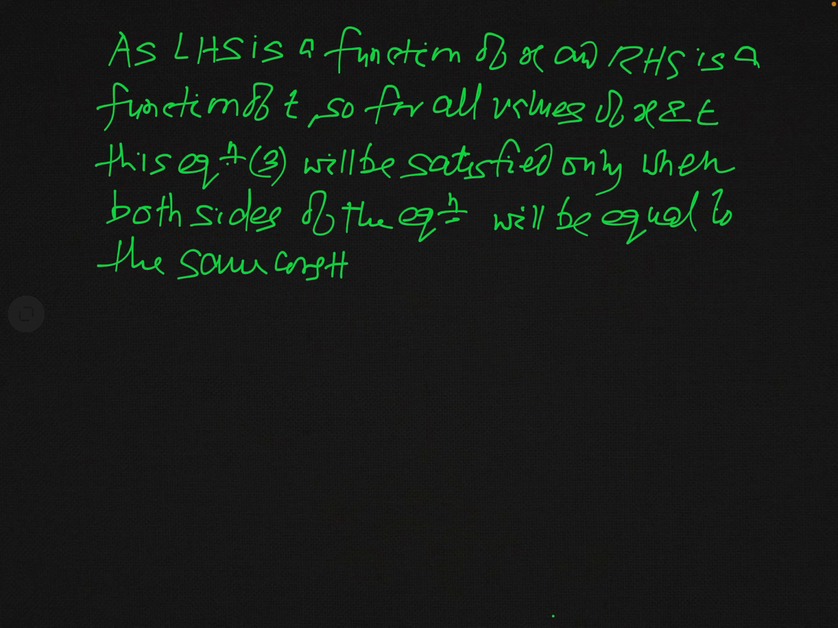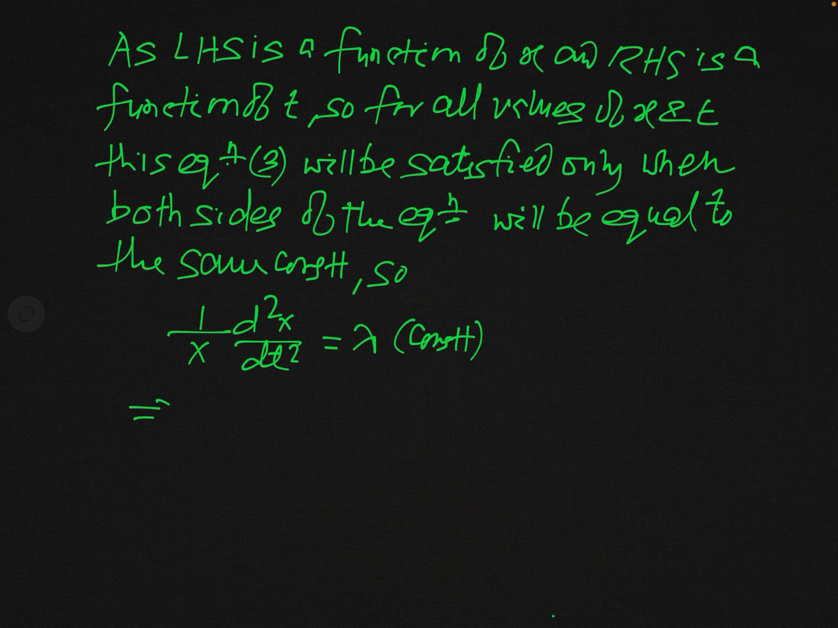Actually, this constant is known as the constant of separation. So let us put here that the LHS, 1 over X d2X by dx square, is equal to lambda, where lambda is the separation constant, and equivalently you may say that d2X over dx square is equal to lambda X.